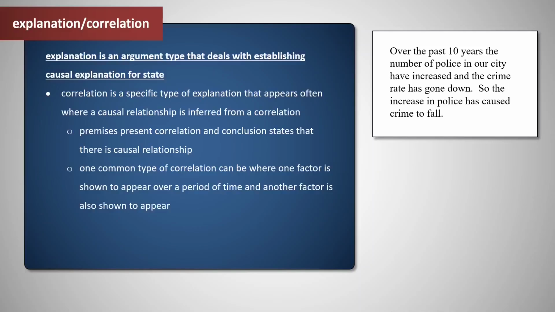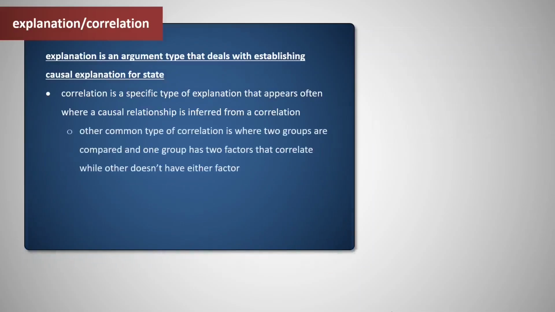So one common type of correlation can be where one factor is shown to appear over a period of time and another factor is also shown to appear. That's what we have here. We have a period of time of 10 years and we have the number of police going up and the crime rate going down. And as I said, the conclusion is that one causes the other. Another common type of correlation is where two groups are compared and one group has two factors that correlate while the other one doesn't have either factor.